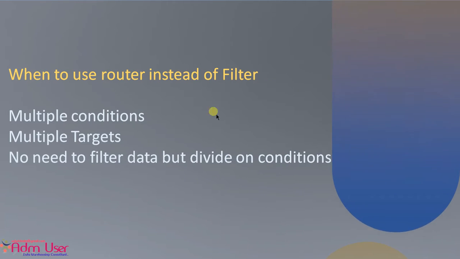When to use the router instead of filter? When we have to use multiple conditions and multiple targets, and there is no need to filter out data but you want to divide the data based on some conditions, then you can use the router. Because filter will drop the rows, but router will not drop the rows.